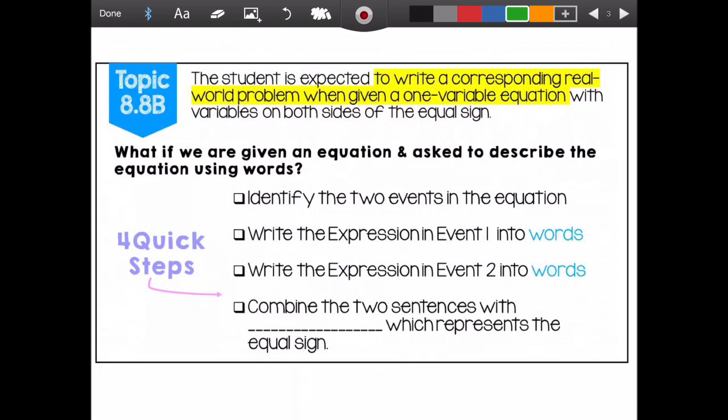So we're going to have a few quick steps just like 8.8a. We want to identify both parts of the equation, again, the left and the right side. We want to then write that expression in words this time. Okay, last time we were using numbers. And then again, same thing for the right side. We're going to write it in words. And then we're going to combine those two sentences with same as or equal to or equivalent to represent them being equal to one another. All right, so let's move to our first example.